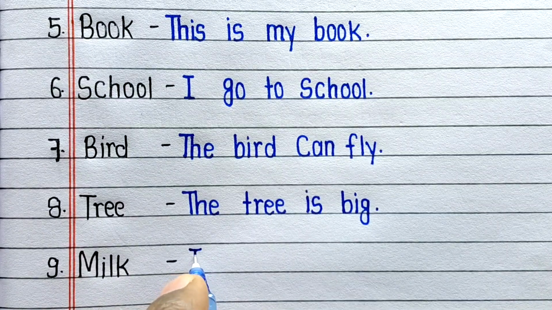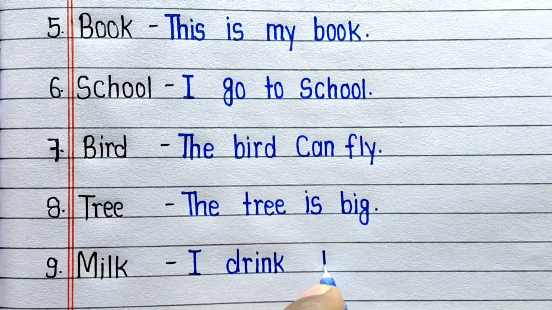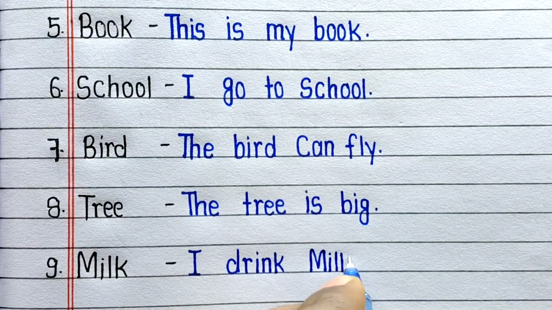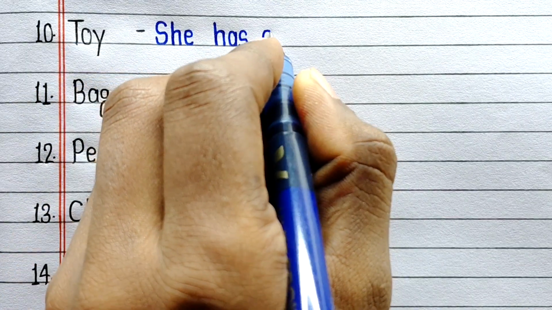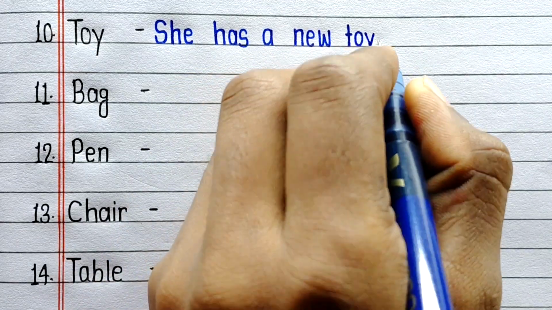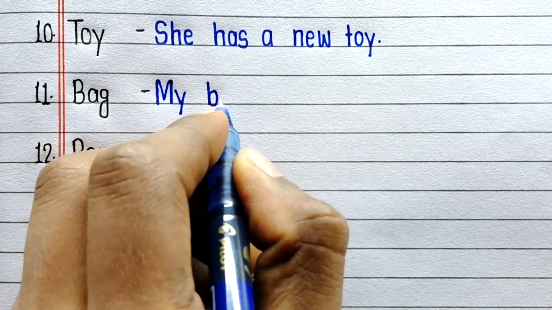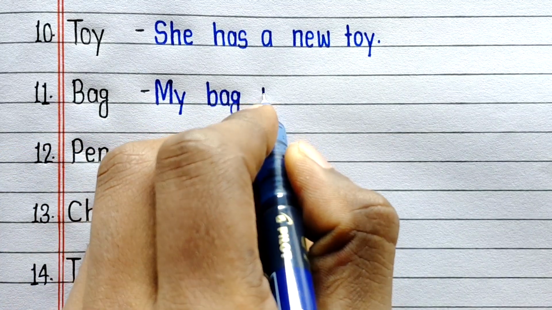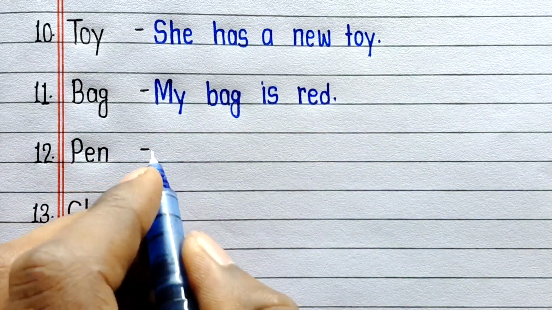Tree. The tree is big. Milk. I drink milk. Toy. She has a new toy. Bag. My bag is red.